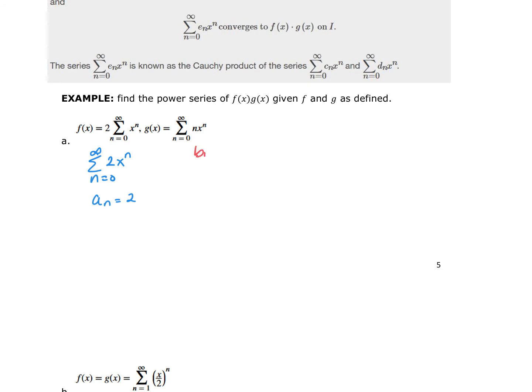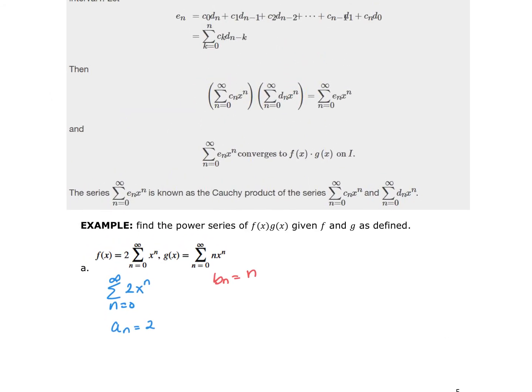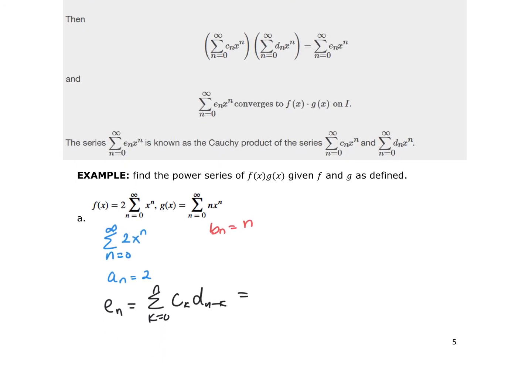My b sub n is going to be n. So using the formula above, my e sub n, my Cauchy product, is going to be the summation of k equals 0 to n of c sub k d sub n minus k. So now I'm going to decide which is going to be the easiest c sub k or d sub n minus k.